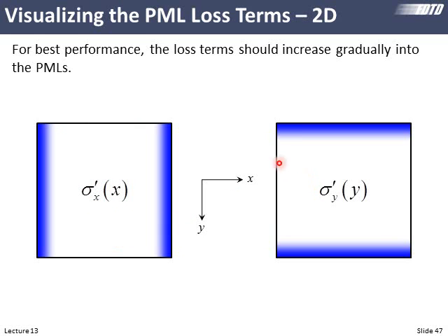Sigma Y is the opposite. Nothing interesting is happening on the left and the right, but we do have loss at the top and the bottom of this grid. And for both cases, the fictitious conductivities will be 0 in the problem space and taper out smoothly to some maximum value. So once we build these, if you plot them to the screen, you should see something like this.